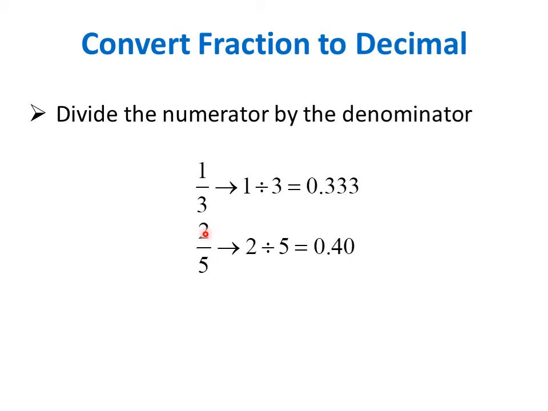Next, how about the fraction 2/5? So we divide 2 by the denominator 5. Okay, that gives us 0.40. Next, how about 1/8? Okay, so we have to divide the numerator 1 by the denominator 8. So 1 divided by 8 is 0.125.